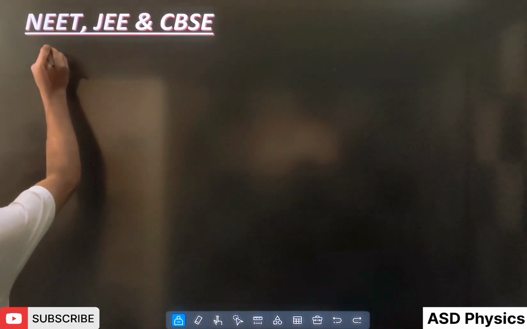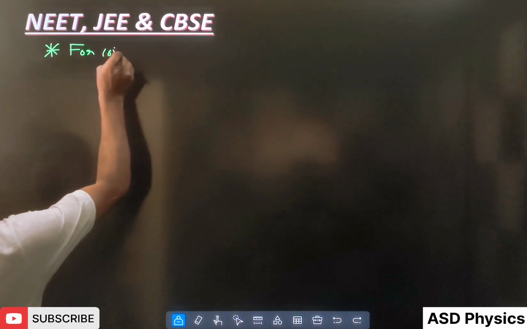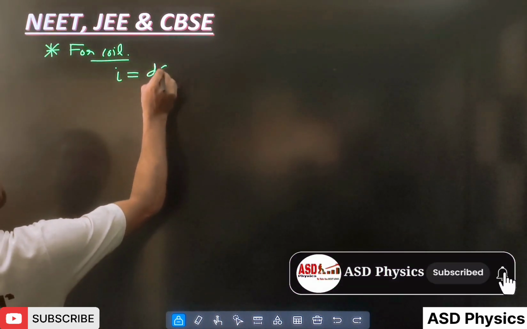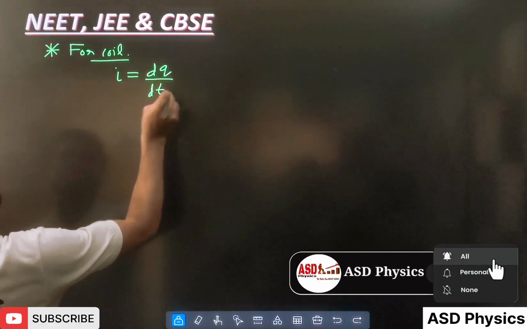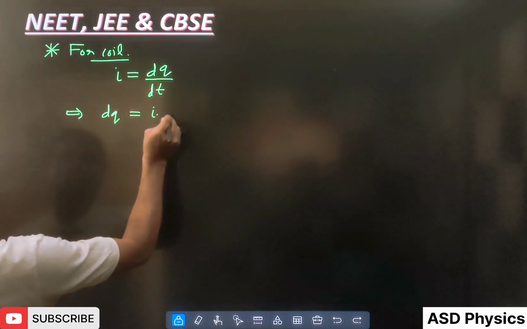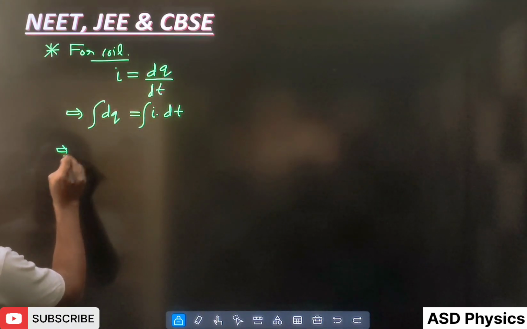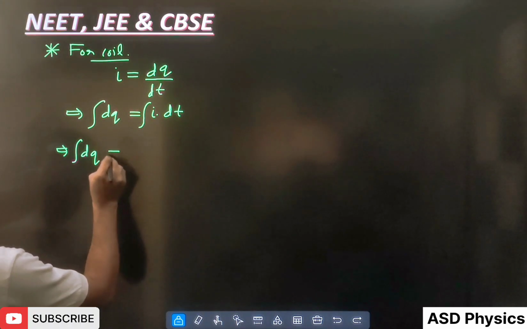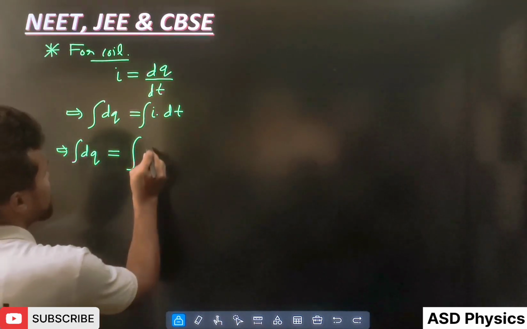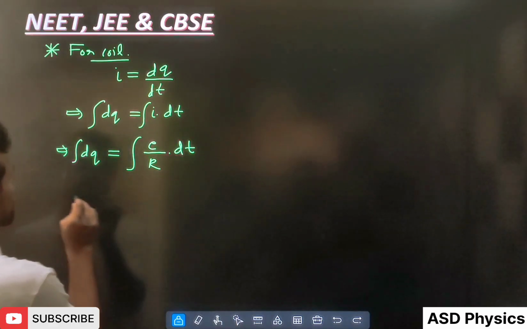Now we'll write here for the coil. You know very well for the coil, I equal to dq by dt. Very basic we are going to do now. So charge dq equal to I into dt, integration. So now I can write integration of dq is equal to integration of I dt. What is the I? You know very well, I is induced EMF by resistance, into dt.